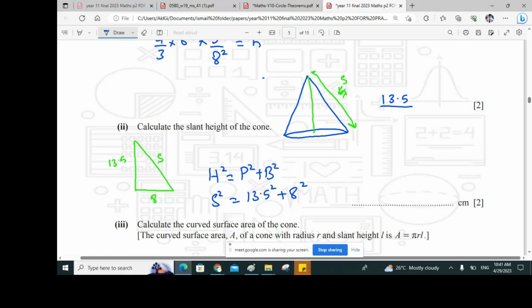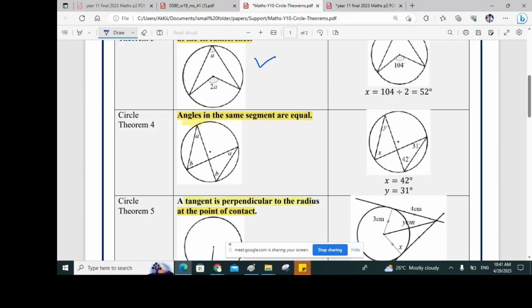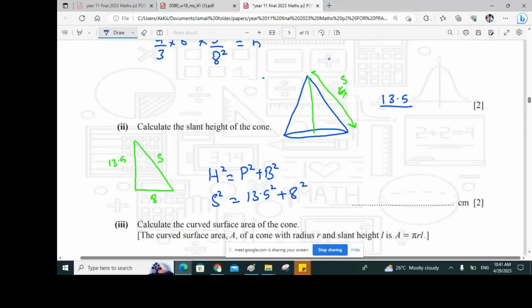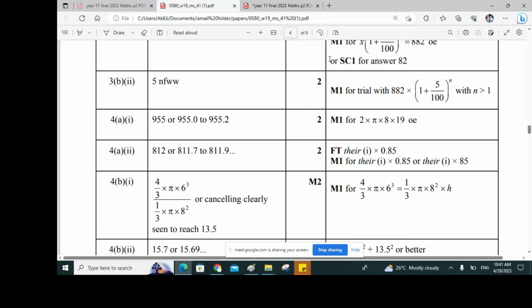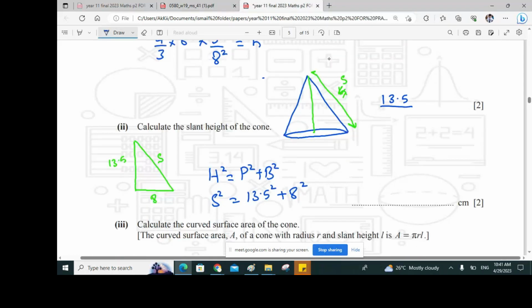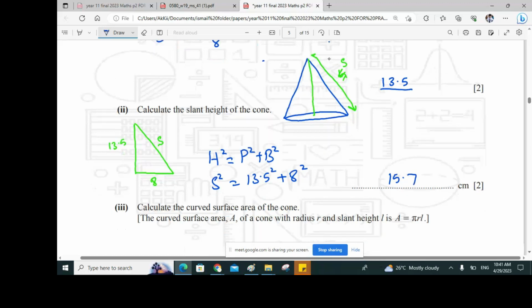It will be like this, and then root of answer, it will be 15.69 or 15.7, I guess. So let me cross it out. 15.7, yes. Okay. Now let us move on.